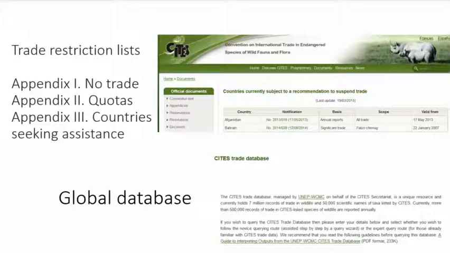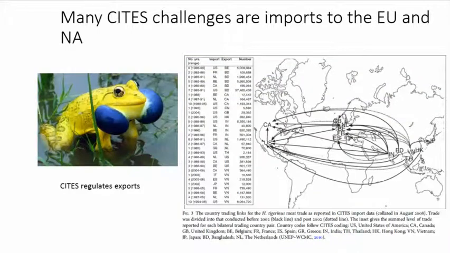There's a global database with these 3 appendices. Appendix 1 is a no-trade list. Appendix 2 has these quotas, as I mentioned. Appendix 3, also a small list of species, is where countries, mostly on single-country endemics, are looking for assistance from the international community on helping them protect their species. And a lot of what CITES does is keep a global database on these different species and manage that trade.